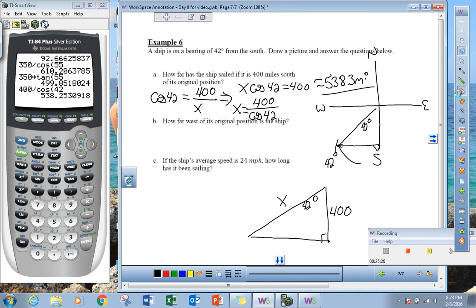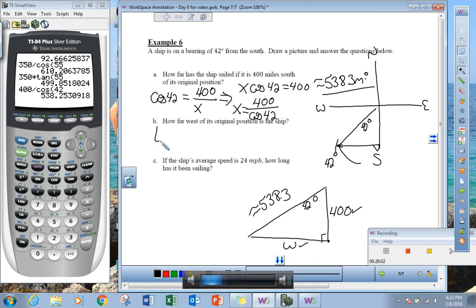So I now know this distance is about 538.3 miles. On part B it says, how far west of its original position is it? Well, so I would like to now find that one. So you could, if you wanted, use the Pythagorean theorem. But I'm going to try to use the exact values. I'm going to try to use that value and that value, which looks like the opposite and the adjacent.